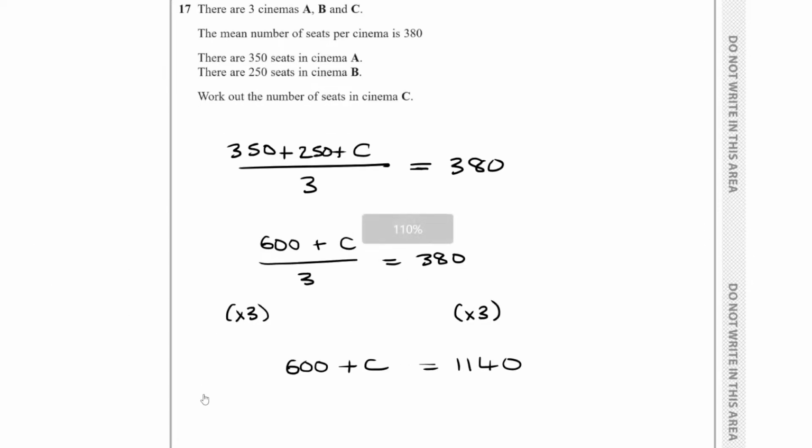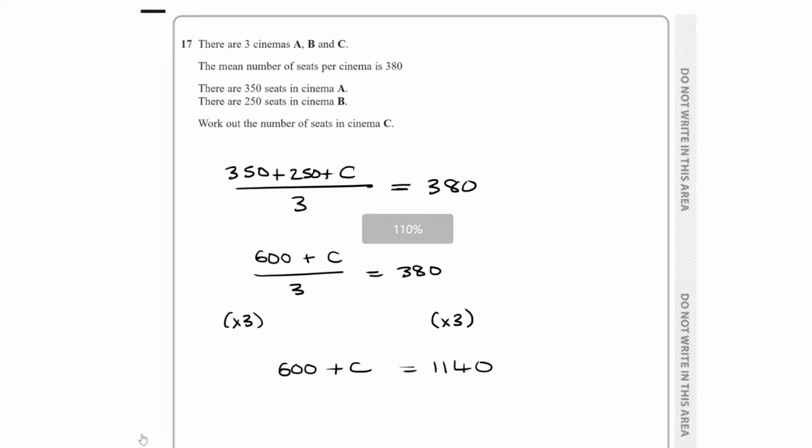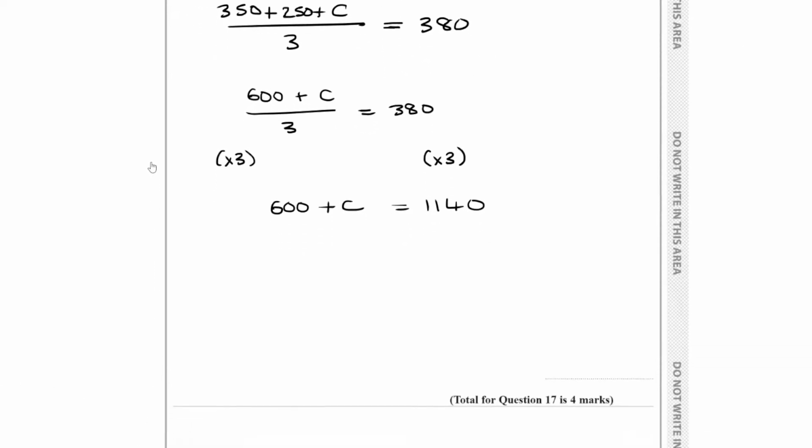And I'm just trying to get c on its own, aren't I? I'm just trying to get c on its own. So do you see how now the final thing that's in my way is the 600? I want to move the 600, and the 600 is currently a positive, so that means I need to subtract it, do the opposite.